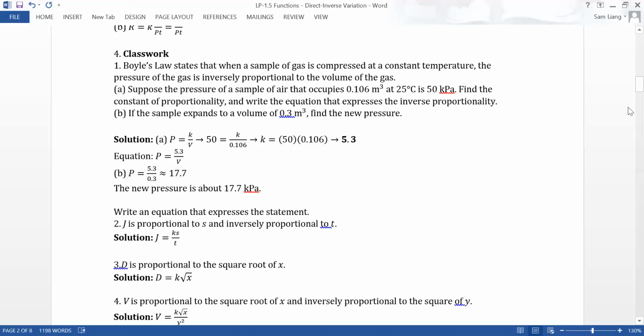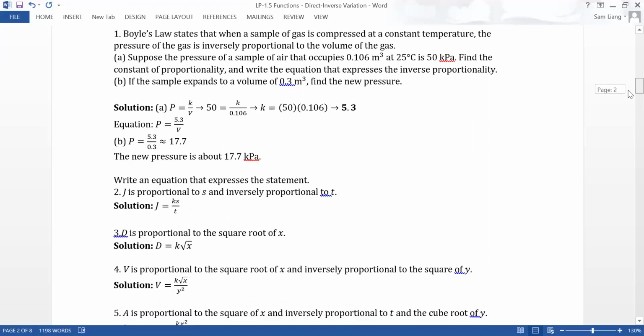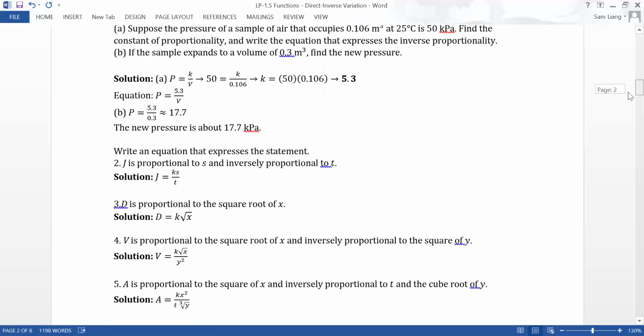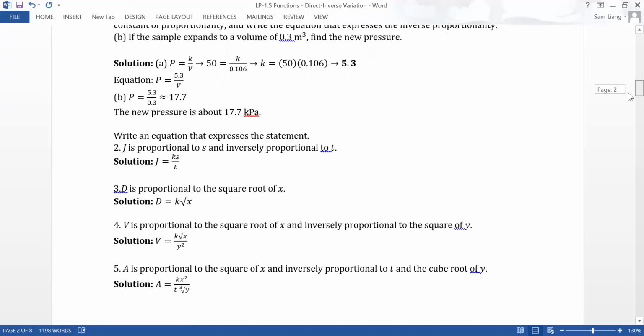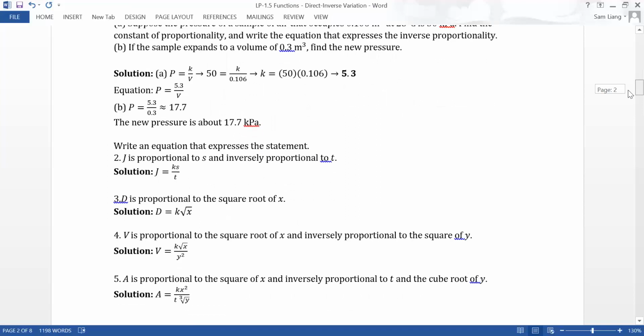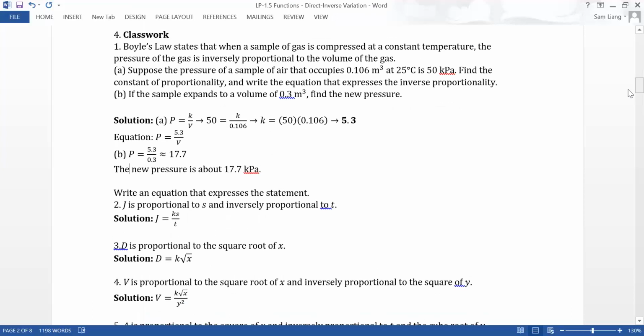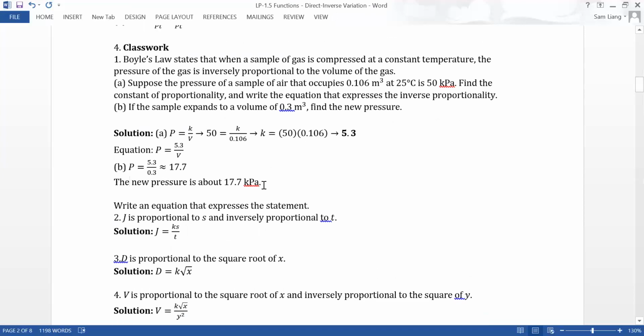All right. For the other questions, these are similar to our second example that we did earlier, right? So we're just going to write an equation that expresses the statement. And by the way, if you need to copy down question 1 and the solution, please pause the video here. I'll be moving on to the other questions.